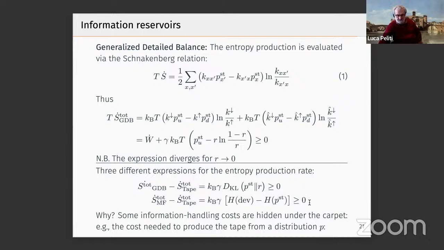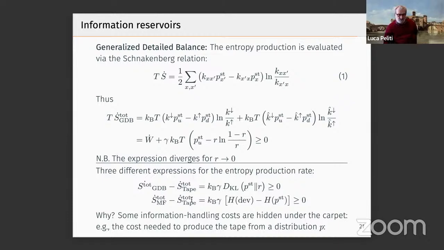Now, the thing is that this is a positive quantity because, in fact, we are forgetting about a number of information handling costs that are, say, hidden under the carpet. In particular, in the tape case, the idea is that we are fed with a tape which has a given distribution of zeros and ones, which differs from complete randomness. And of course, in order to produce this tape, you have to do some work.